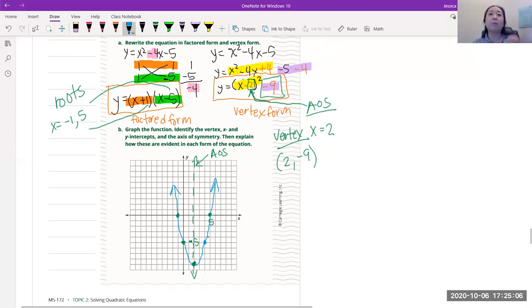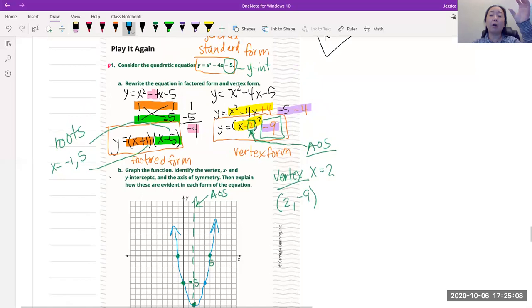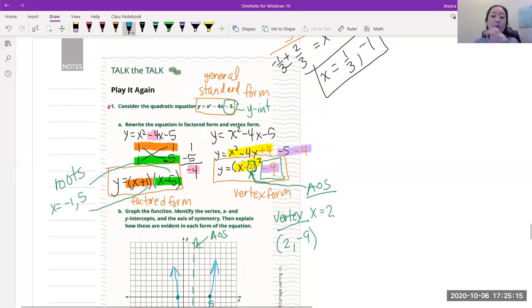Okay, so remember, from the roots, what do we know with the roots? Or factored form, we know the roots. From the vertex form, we know the vertex and the AOS, right? And then from the standard form, we're getting the y-intercept, okay? These are the characteristics that we can find from each of those forms.